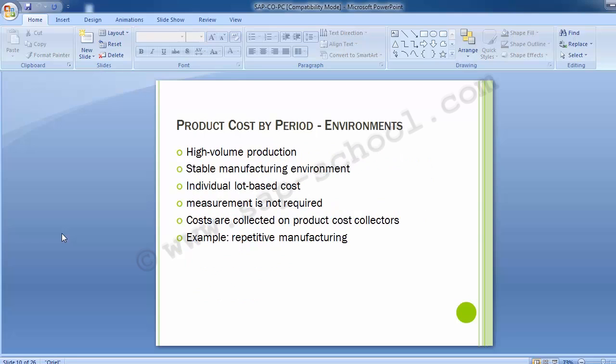Product cost by period. It is used in environments where the manufacturing concern has higher volume production, a stable manufacturing environment, individual lot based cost measurement is not required, and costs are collected on product cost collectors. An example is repetitive manufacturing, where product cost by period is used for cost object controlling. The applicable component, product cost by period, enables the periodic analysis of cost at the level of products.